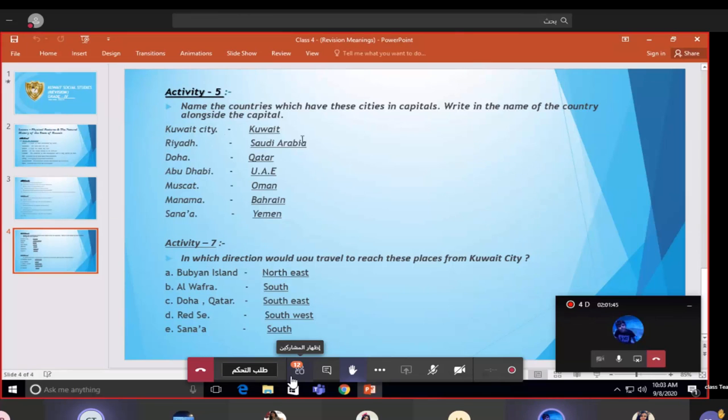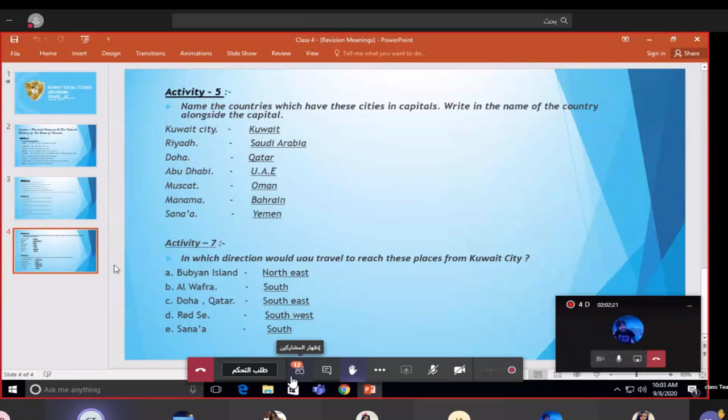Kuwait City, Kuwait. Now, these are the cities and these are the countries, okay? So, Kuwait City is the capital of Kuwait. Riyadh, capital of Saudi Arabia. Doha is capital of Qatar. Abu Dhabi, capital of UAE. It's also called Dubai. Muscat, capital of Oman. Manama, capital of Bahrain. Sana'a, capital of Yemen. Come on now, write first.